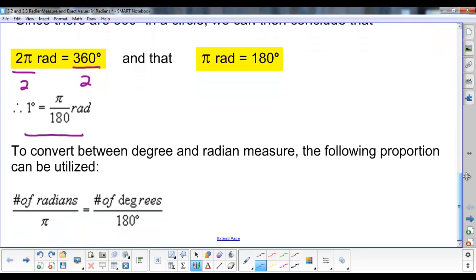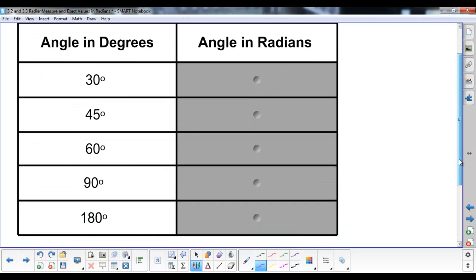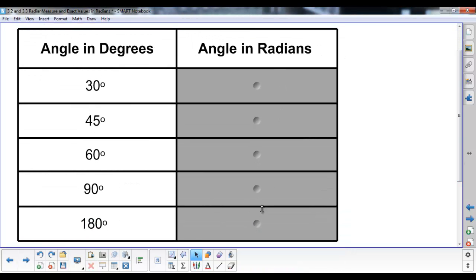So in the next couple of slides, we're going to convert between degrees and radians, and we're going to use this proportion here. Before we do any conversion, we'll go over some key conversions that you need to know and that come naturally after a lot of practice. I like to start at the bottom. We already talked about 180 degrees being equal to pi radians.